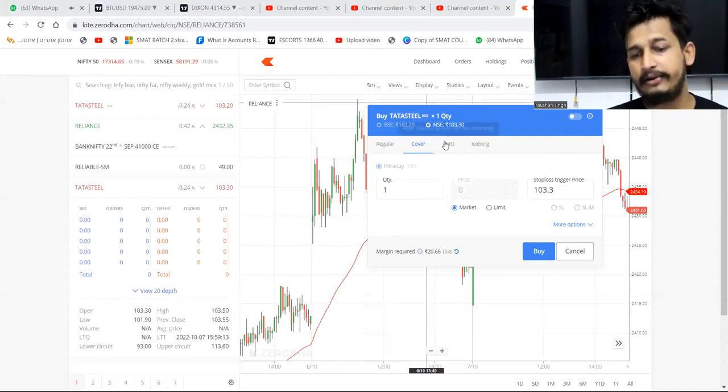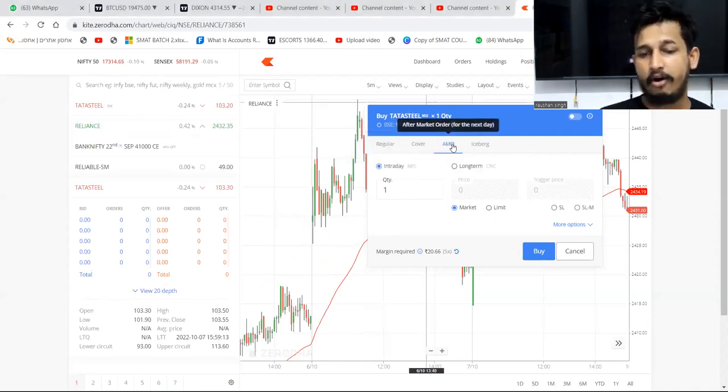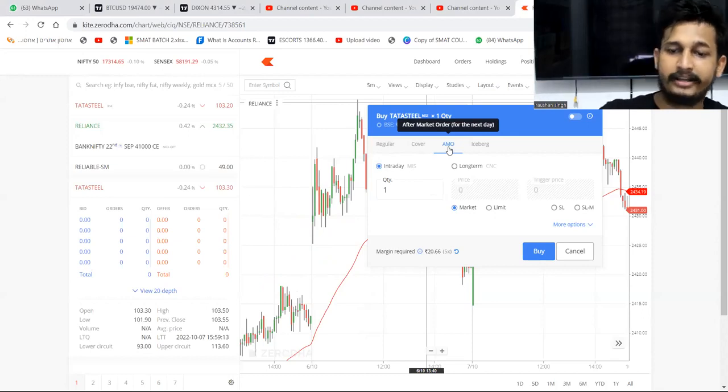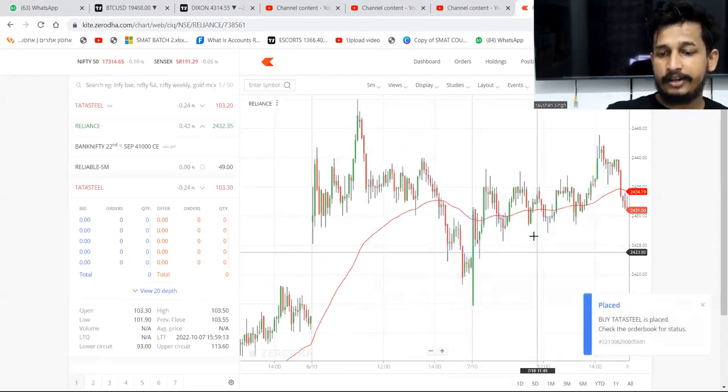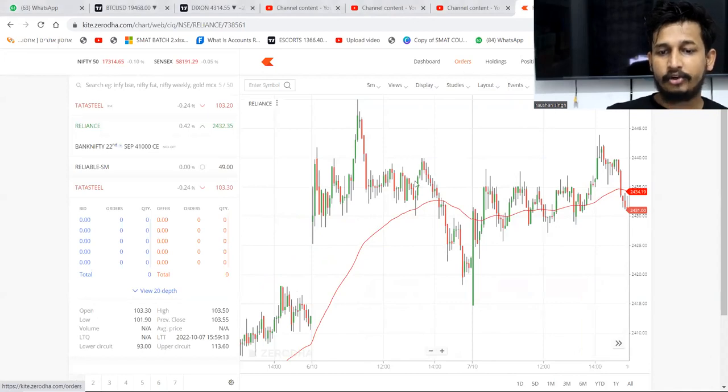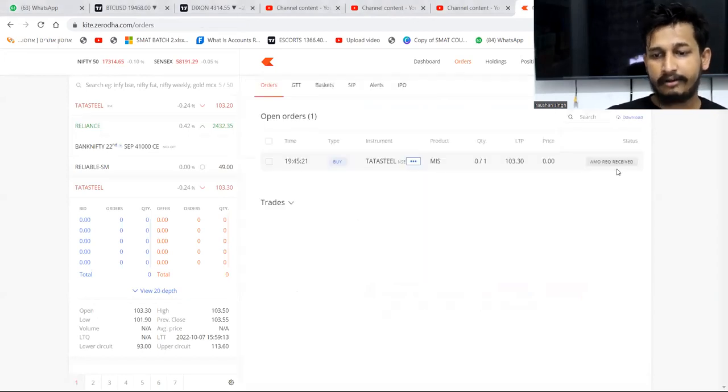So what that person will do is place an After Market Order, which will be valid for the next day. Whenever the market opens the next day, that order will be applicable. So let's say I'm buying Reliance. I'll just click over here and it will go in my order section. You can see that AMO request received.